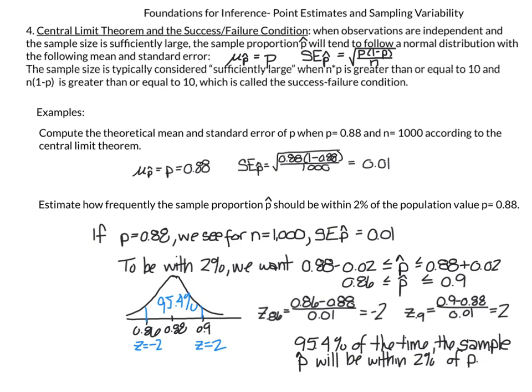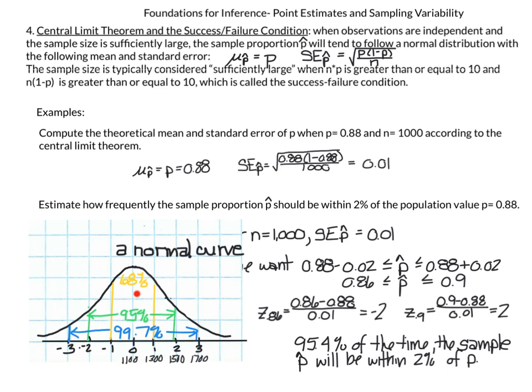The other thing we can do is remember our 68, 95, 99.7% rule that said that 68% of our data will be between -1 and 1 standard deviation. In other words, 68% of our data is within 1 standard deviation of the mean, 95% of our data is within 2 standard deviations, and 99.7% of our data is within 3 standard deviations. So again, approximately 95% of the time, the sample p hat will be within 2% of p. Again, if you don't remember the normal distribution, now's a good time to review.